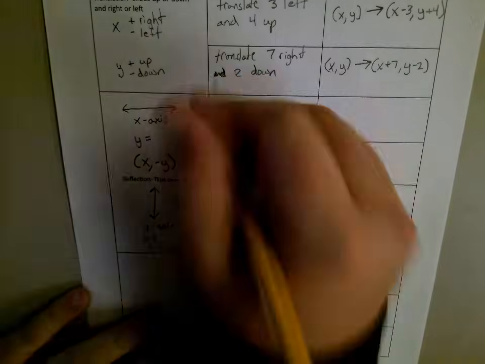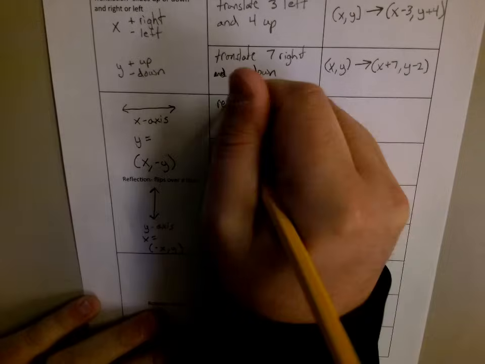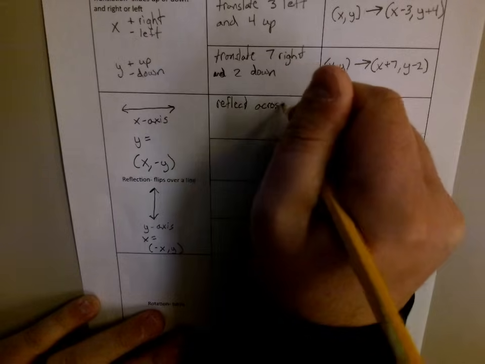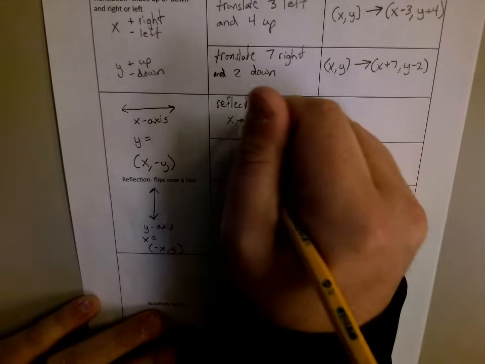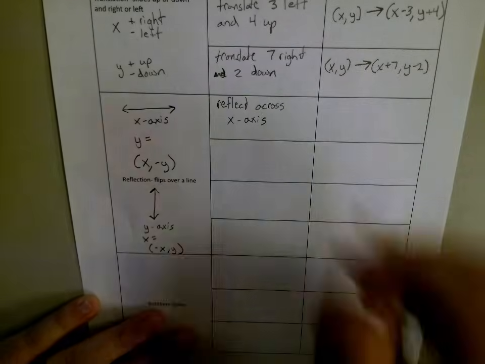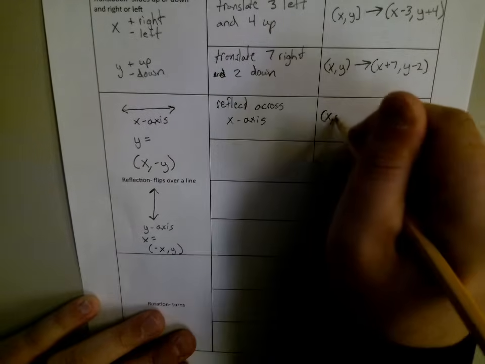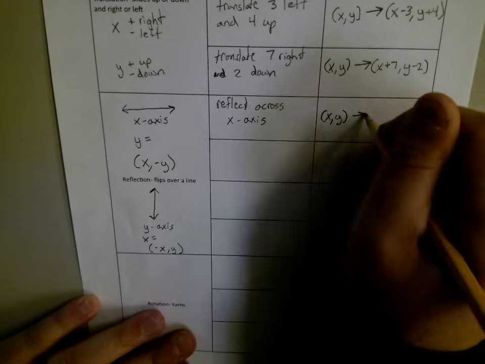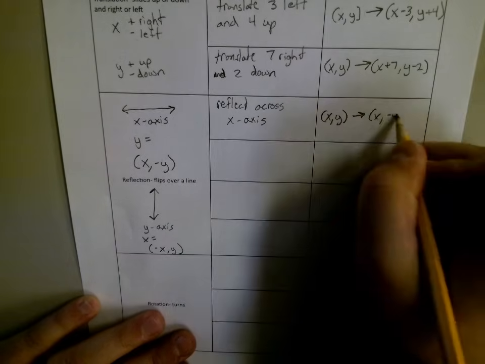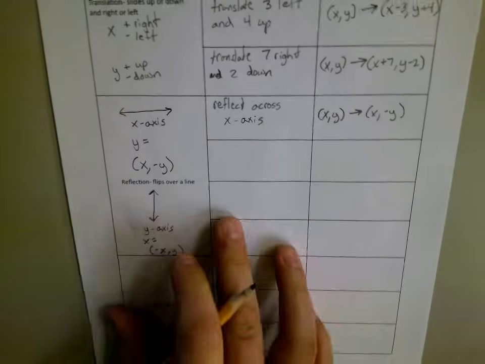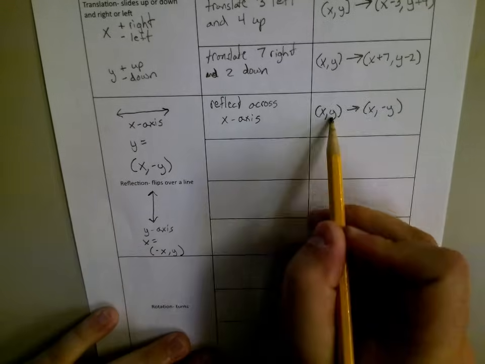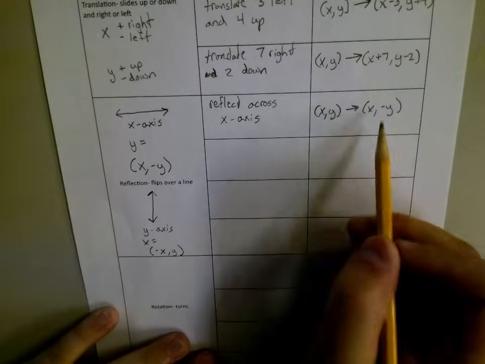So first, I'm going to do reflect across the x-axis. So all reflecting across the x-axis does is it takes our original point, and then once we reflect it, the thing that changes is the y, and it changes to the opposite value. So if it was 2 in the original, once you flip it, it's going to be -2.